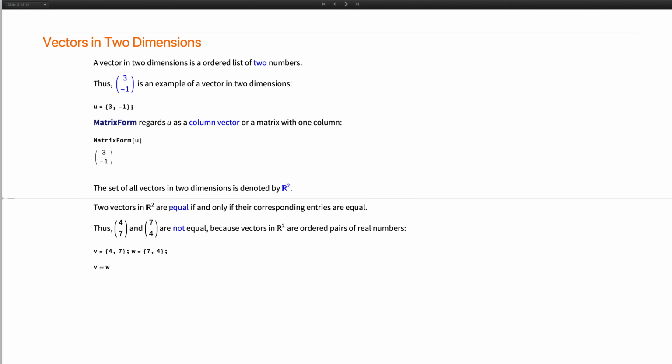And the question is, when are such vectors equal? Well, they're equal if the corresponding entries are equal. So for example, the 2 vectors over here are not equal because the first one is 4, 7, the other one is 7, 4. Let's check that over here. If you ask the question, is v equal w, using the double equal sign, you get back a false, which says that those vectors are not equal.